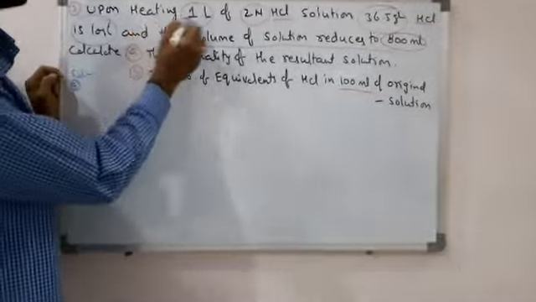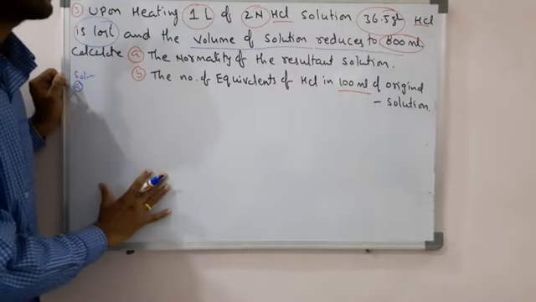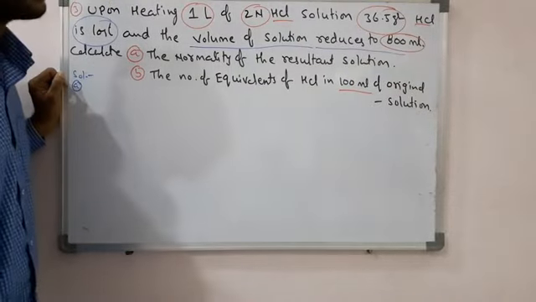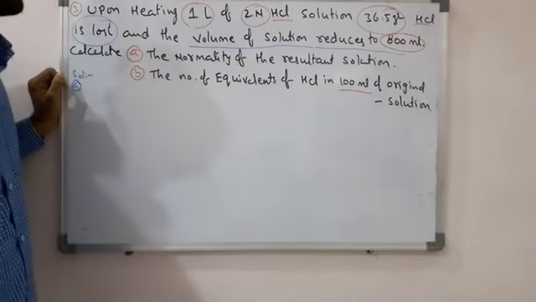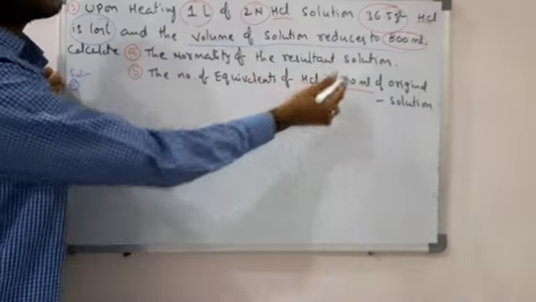So on heating, what happened to the 2N HCl of 1 liter? 36.5 grams of HCl is lost. We don't know the initial weight, but it is given that 36.5 grams of HCl is lost in that heating, and the volume is reduced to 800 milliliter. At first it is 1000 milliliter, that is 1 liter. It is reduced to 800 milliliter. So we need to find the normality of the resultant solution, meaning the normality of the final solution.